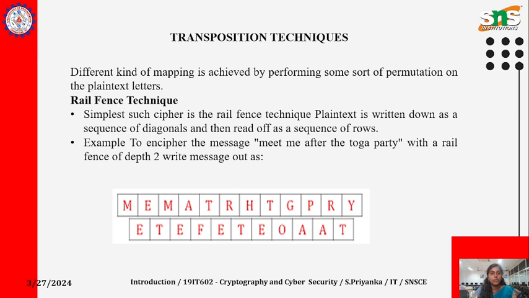Here the depth value will be given. If the depth value is 2, we have to take 2 rows. If the depth value is 3, we have to take 3 rows. And if it is 4, and so on, the same thing. Here what we have to do is write the given plain text in diagonals, row-wise, and then finally read it off in the sequence of rows.